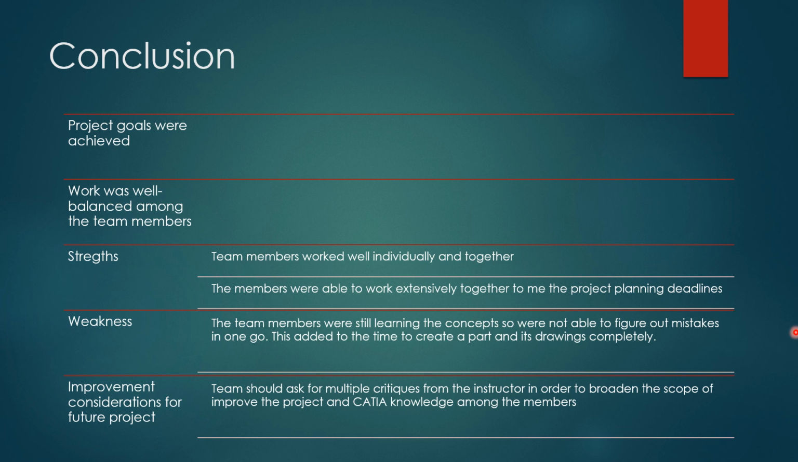In conclusion, the project goals were achieved. The main goal of the project was to design the steam engine in CATIA as per given drawings, even though we had some discrepancies because the drawings didn't have enough information for us to create the part. Our instructor was quite helpful to help us figure it out, and ultimately help us achieve the goal.